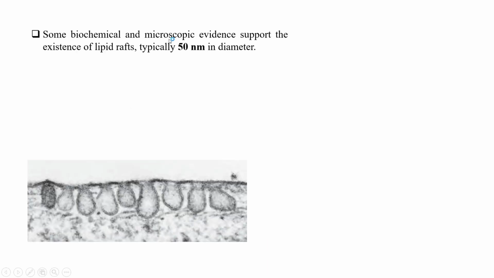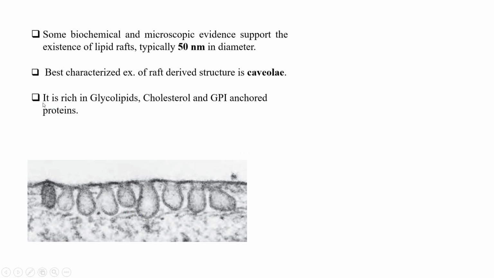Some biochemical and microscopic evidence support the existence of lipid rafts, typically 50 nanometers in diameter. The best characterized example of a raft-derived structure is caveoli. This is the electron microscopic diagram of caveoli. Now, caveoli is rich in glycolipids, cholesterol, and GPI anchored proteins like the lipid rafts. Caveoli is involved in endocytosis.